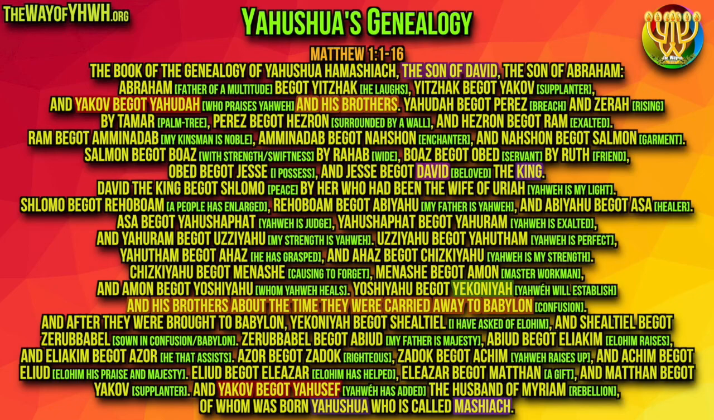So my kinsman is noble and an enchanter, or enchanted, and will receive a garment. And I say it this time like this because the fact that it says my kinsman is noble. So it's basically like saying that since he's noble, since he is a king, he deserves a garment, and he will receive it with strength and swiftness when he becomes wide as a servant, meaning that his service may be completed or go through the whole earth, worldwide.